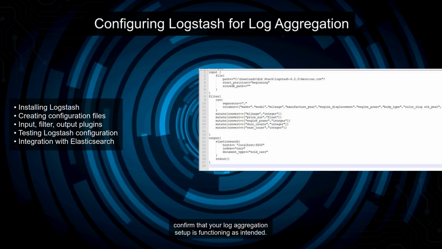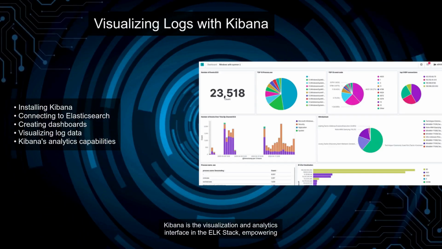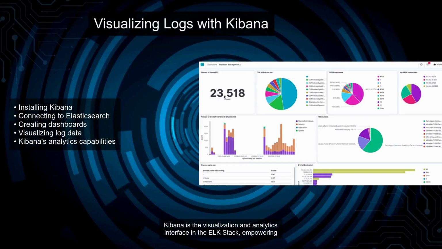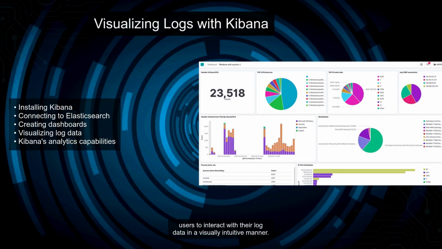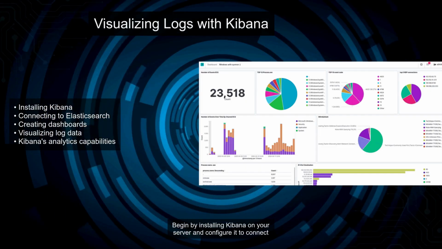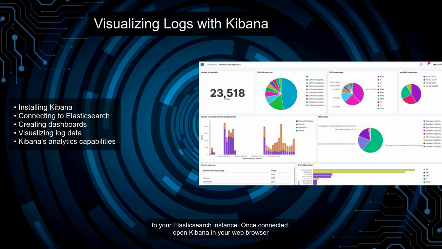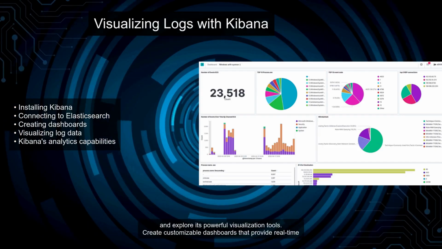This step is critical to confirm that your log aggregation setup is functioning as intended. Kibana is the visualization and analytics interface in the ELK Stack, empowering users to interact with their log data in a visually intuitive manner. Begin by installing Kibana on your server and configure it to connect to your Elasticsearch instance. Once connected, open Kibana in your web browser and explore its powerful visualization tools.